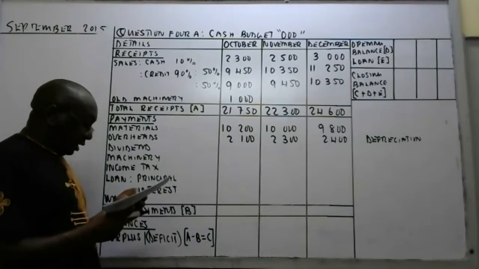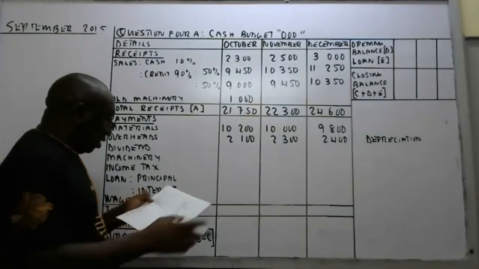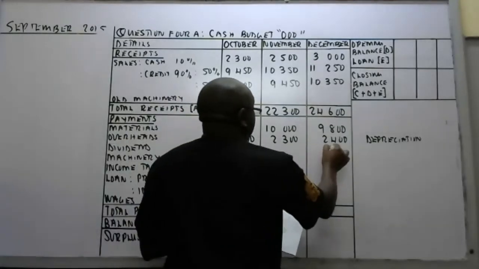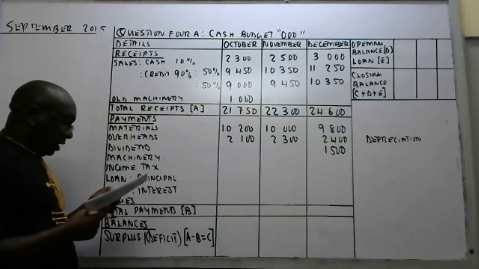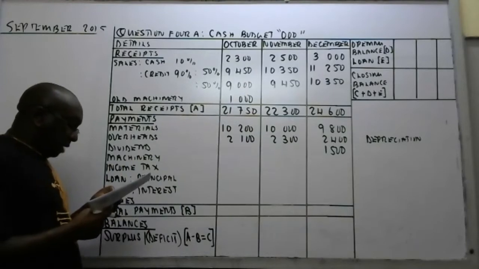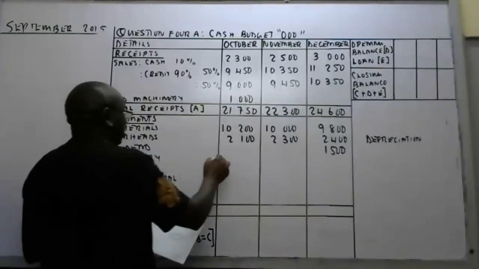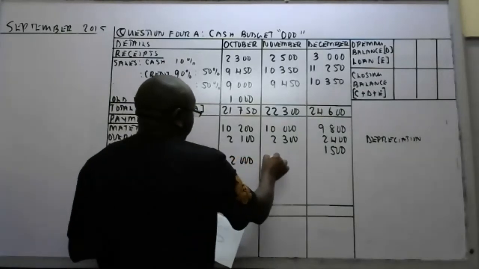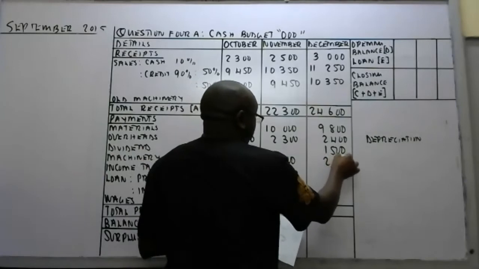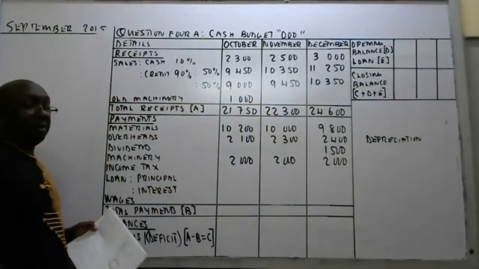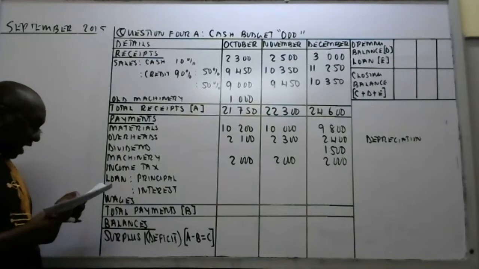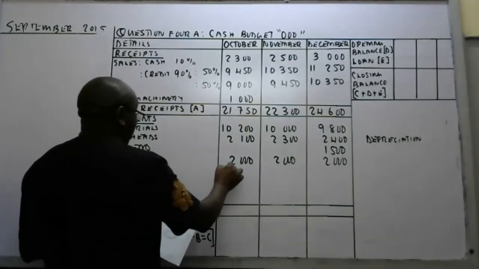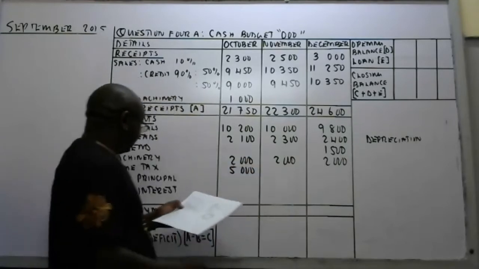Dividends, we are told they will be paid in December. So we go to December, 1,500. 1,600. Machinery costing 10,000 will be installed in September, but the payment is in monthly installments of 2,000 per month for 5 months from October. So we begin paying 2,000, then we pay 2,000, and we also pay 2,000, because you're paying installments. Income tax, according to information 7, of 5,000 will be paid in October. So here, income tax is 5,000.